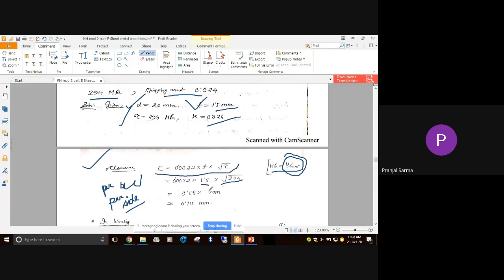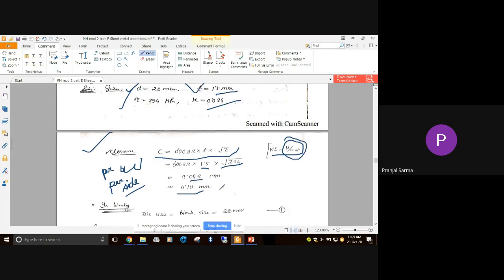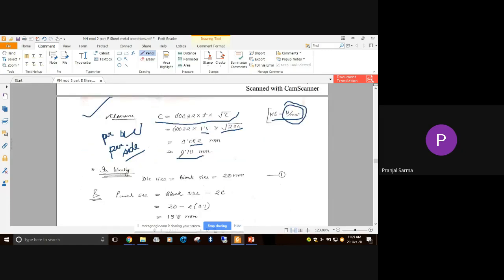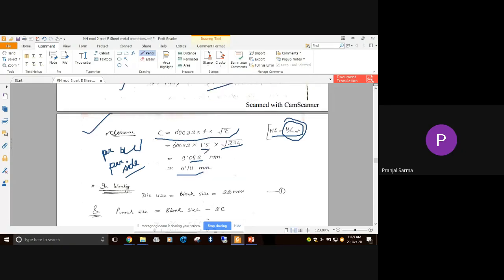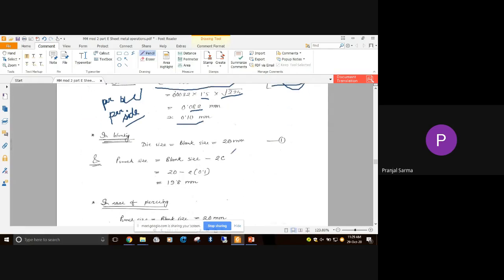After working it out, we are getting 0.082, which is approximately 0.1 millimeter. So you can directly use this value also, and approximate it to 0.1 millimeter, no problem. If you do that, the calculation will be somewhat easy. Next, the clearance per side we have obtained by using the standard formula. Now we are considering both the blanking operation and the piercing operation, so in both cases we will be solving it.